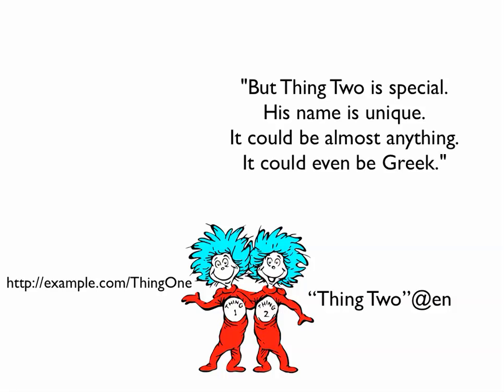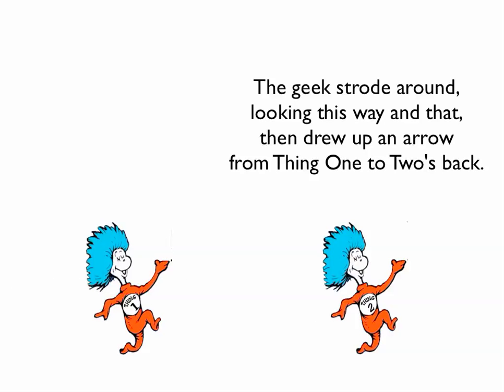But Thing Two is special. His name is unique. It could be almost anything. It could even be Greek. The geek strode around, looking this way and that, then drew up an arrow from Thing One to Two's back.